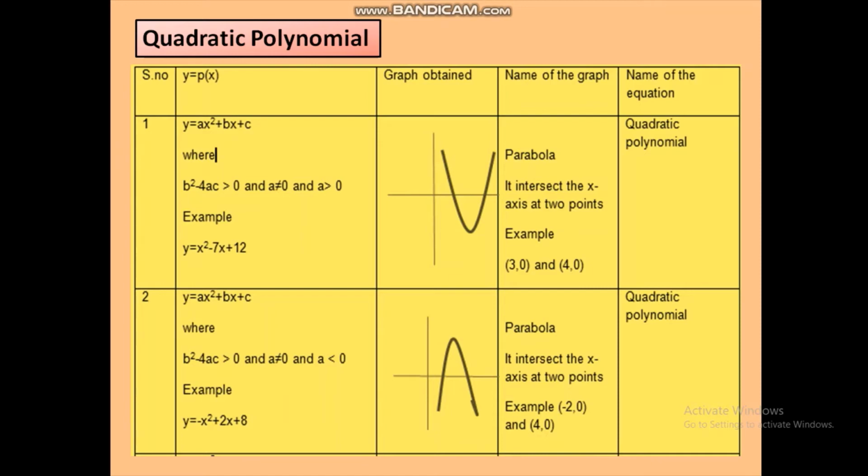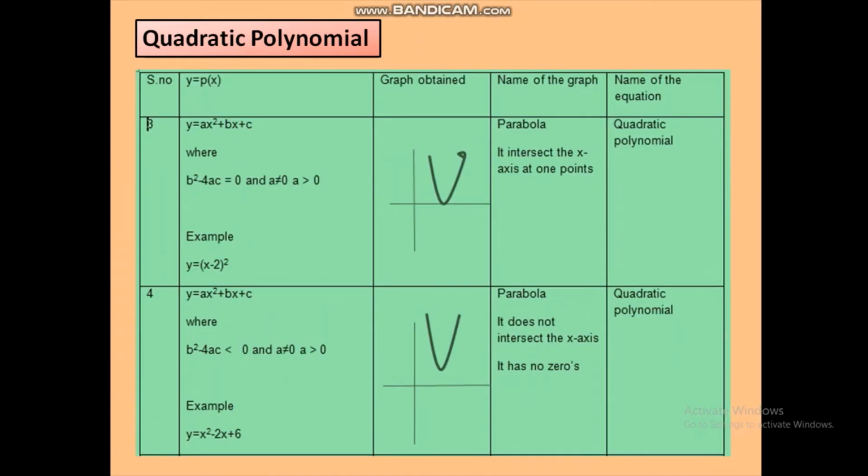Now if we take another case in which a is less than 0. In this situation, the graph line is a parabola but open downwards. Again, it intersects the x-axis at two distinct points. Okay, so under quadratic polynomial, next we have another case.